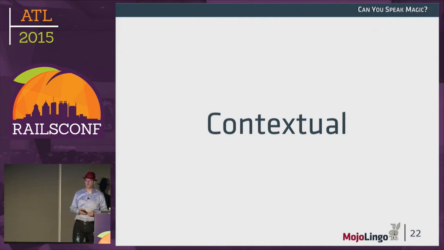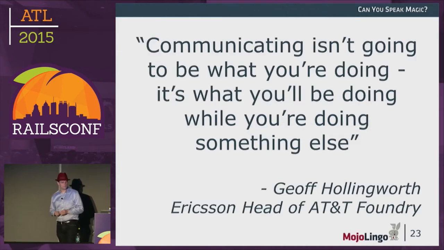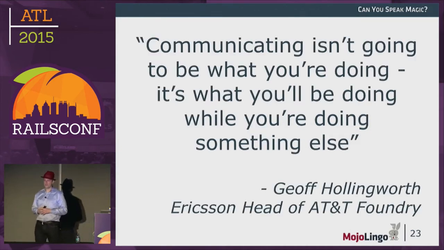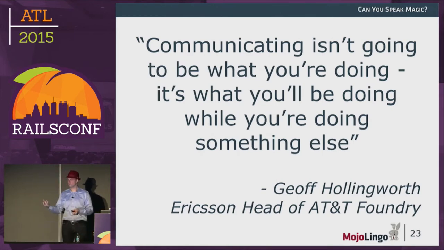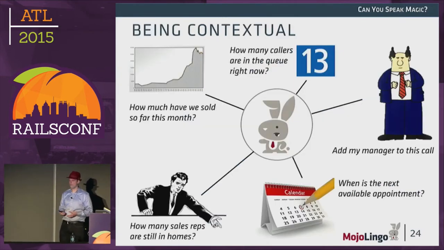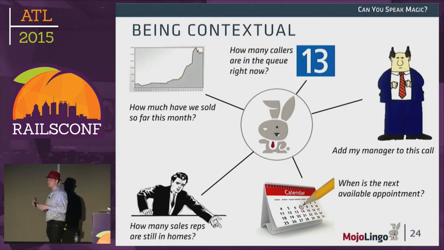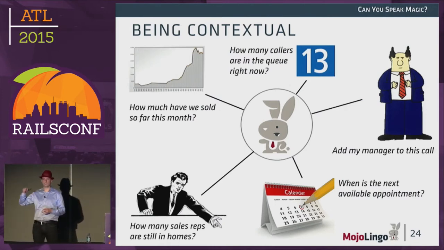Okay, being contextual. This is my favorite of five. A friend of mine, Jeff Hollingworth, has this really great book that in the future, communicating isn't what you're going to be doing. It's what you're doing while you're doing something else. This idea that we have dedicated communication devices, I think is passé. I think it's done. Even all of us, the phone that we carry isn't primarily a phone, it's everything else, right?